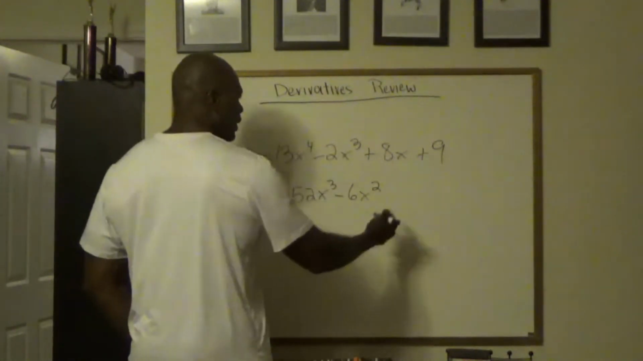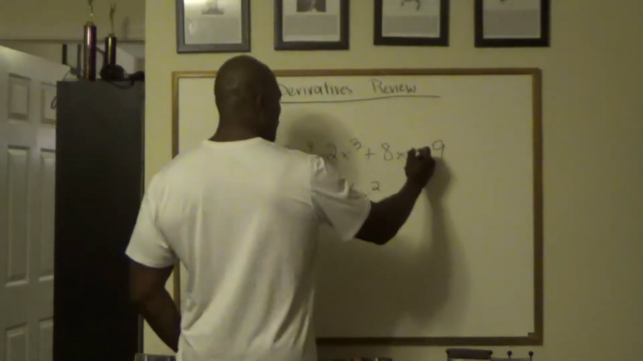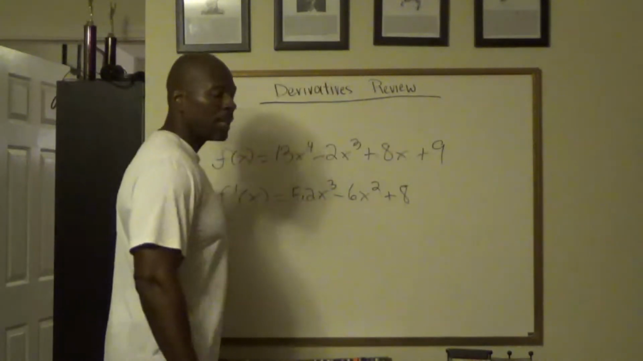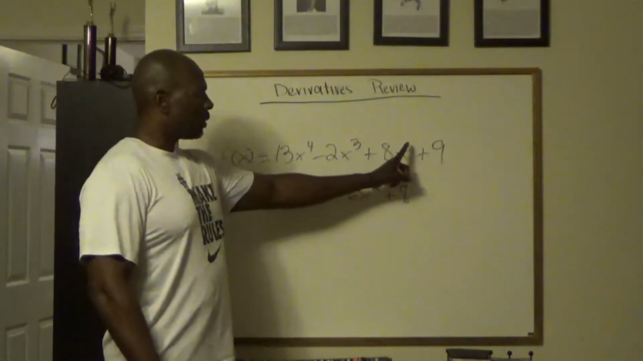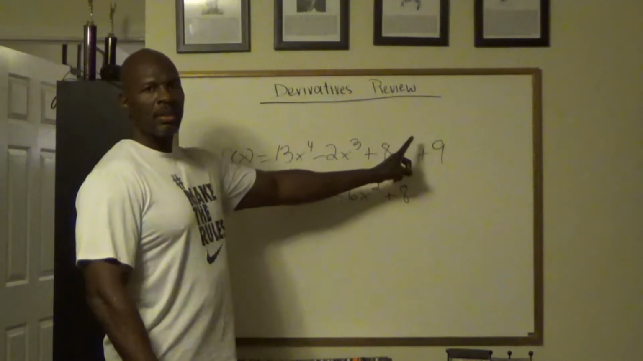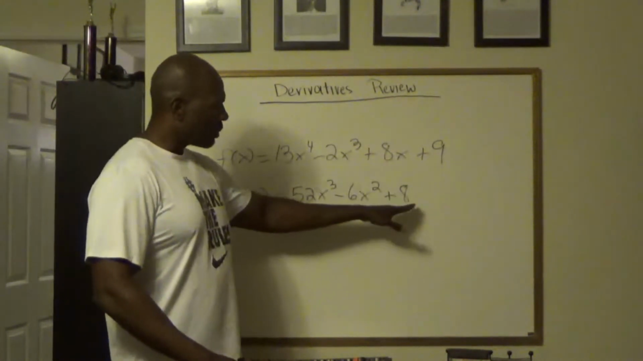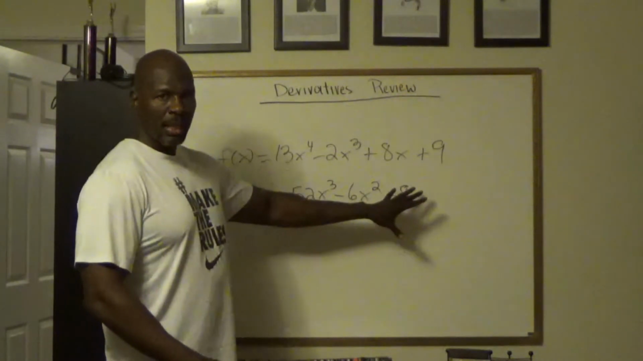Same thing here, the exponent is 1. So 1 times 8 is 8. And then I'm going to subtract 1 from the exponent. This exponent is 1. If I subtract 1 from it, I get 0. Anything to the power of 0 is 1. X to the power of 0 is 1. So 8 times 1 is just 8. So there's no need to write the x.